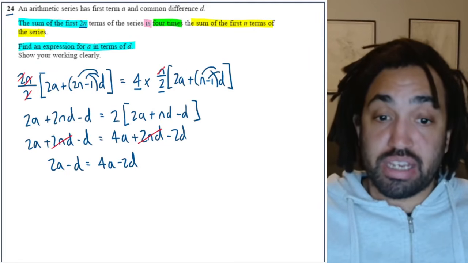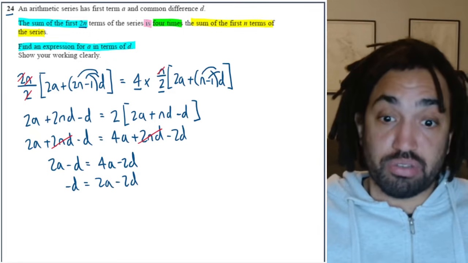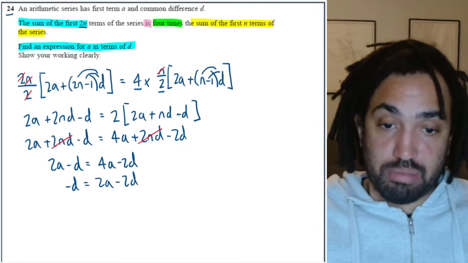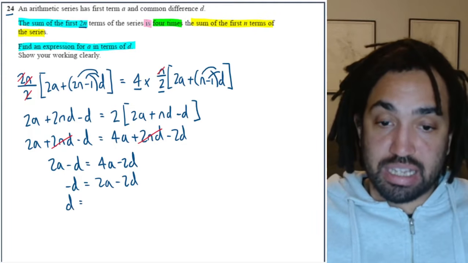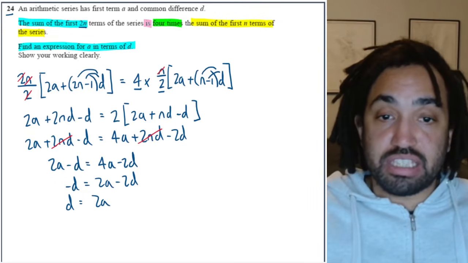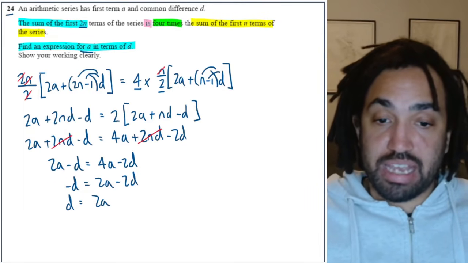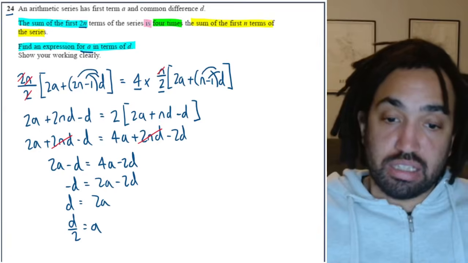And then we can take 2a from both sides. And we can add 2d to both sides. So that will be minus d, add 2d would give me just 1d, and then that minus 2d will go on that side. And finally it says an expression for a, so let's make a the subject by dividing through both sides by 2. And we're done.